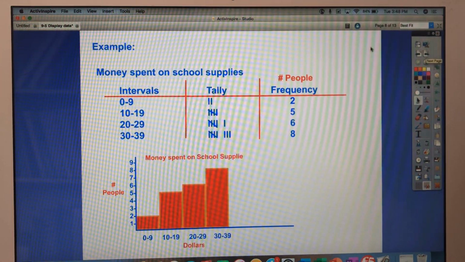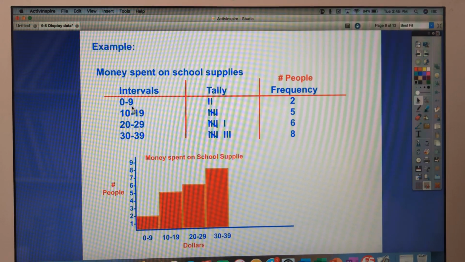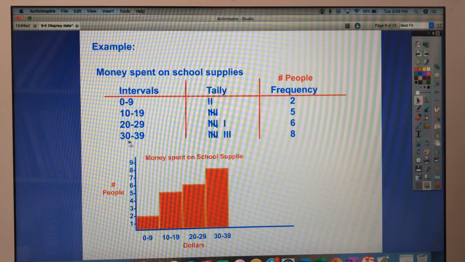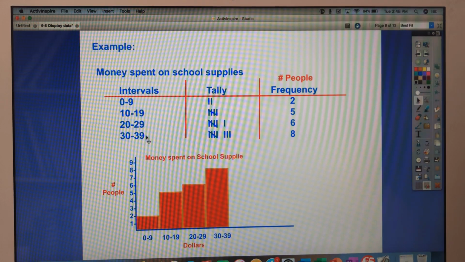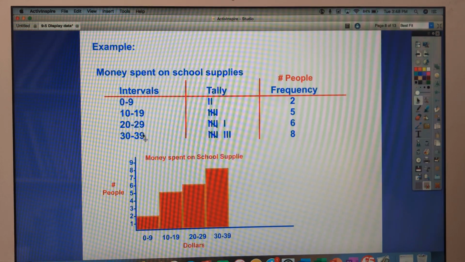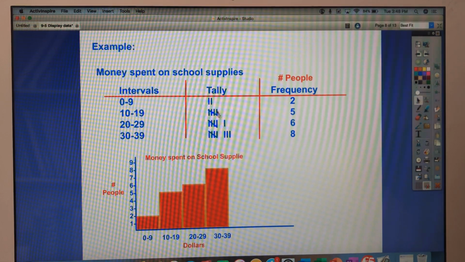Example, money spent on school supplies. 0 to $9, 10 to 19, 20 to 29, 30 to 39. Each interval is $10. So I walk around and I ask families, how much did you spend on school supplies? And I tally my results.